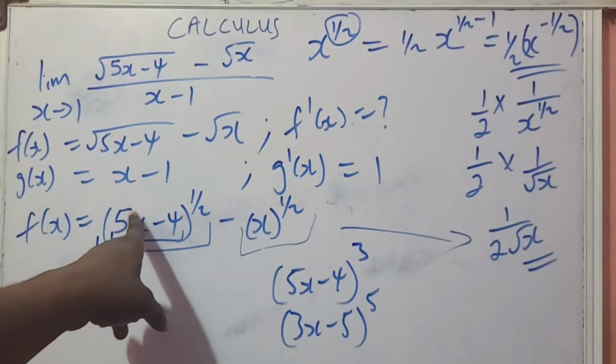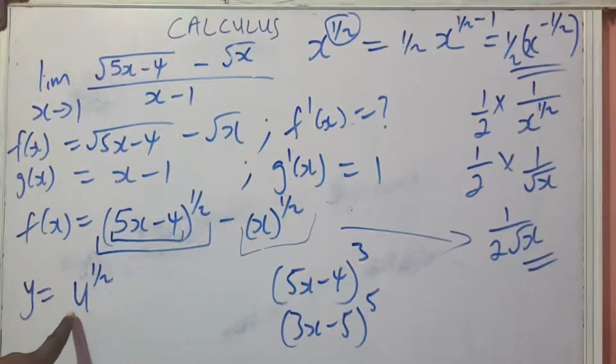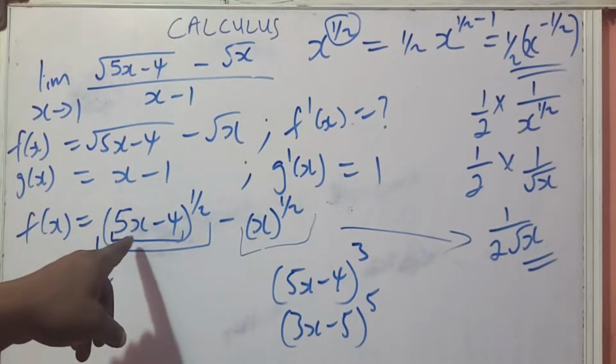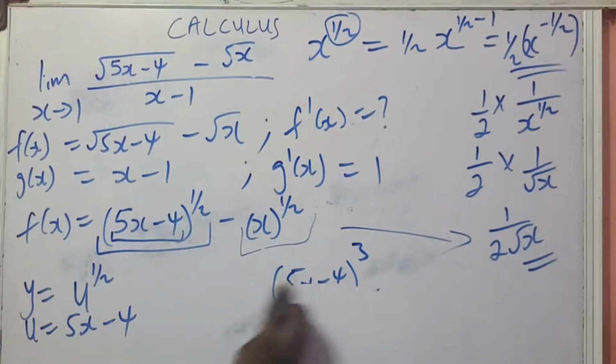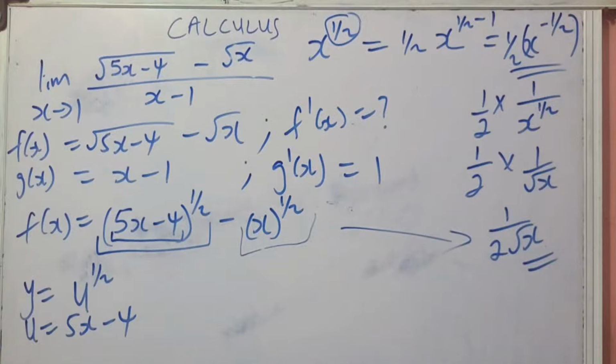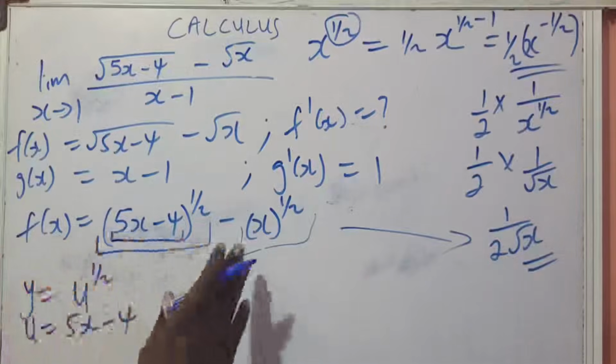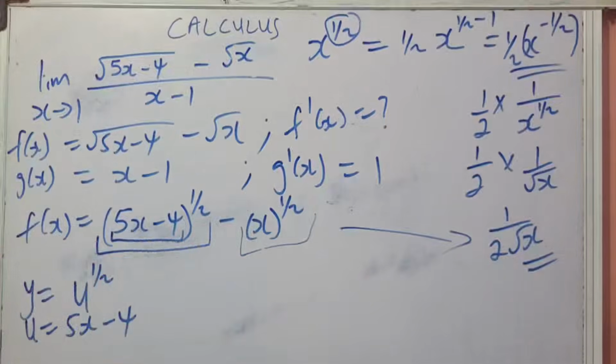I'm calling my function f of x Y, and I'm calling my 5x minus 4 U. All I just did was represent these things with different letters. So f of x is Y and 5x minus 4 is U. So I can write here that U equals 5x minus 4. I'm sure everybody agrees with that. There's nothing different from what I've been saying here. What I just did is something I believe everybody can relate to. So what is the theory around chain rule?